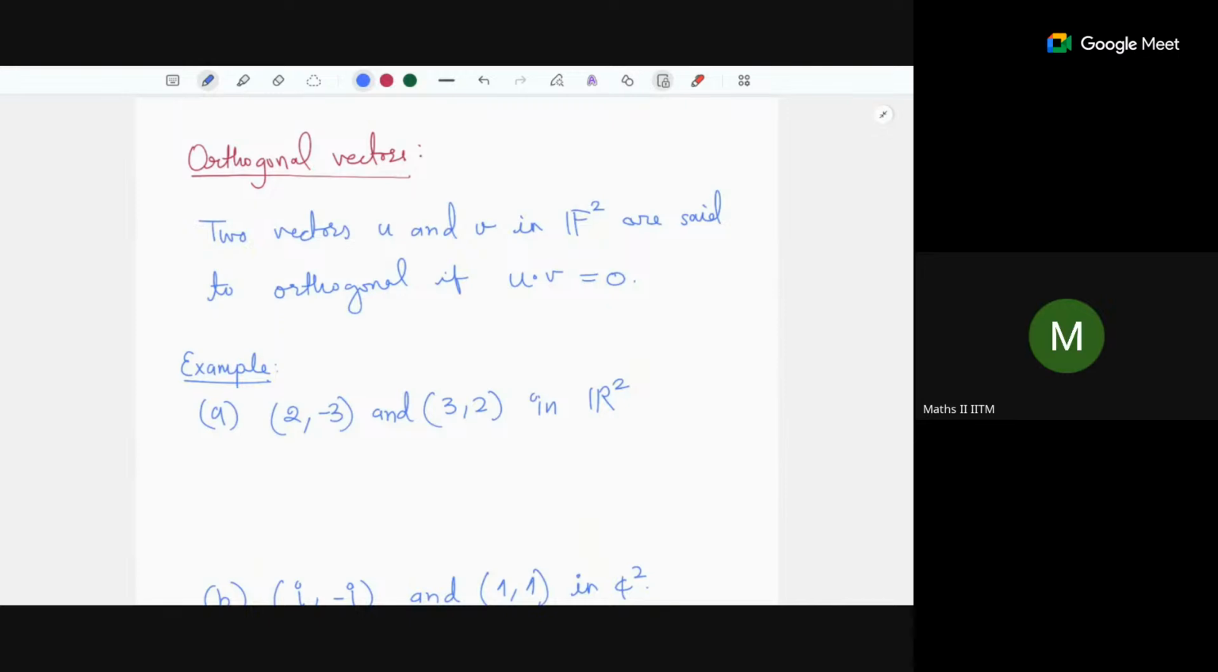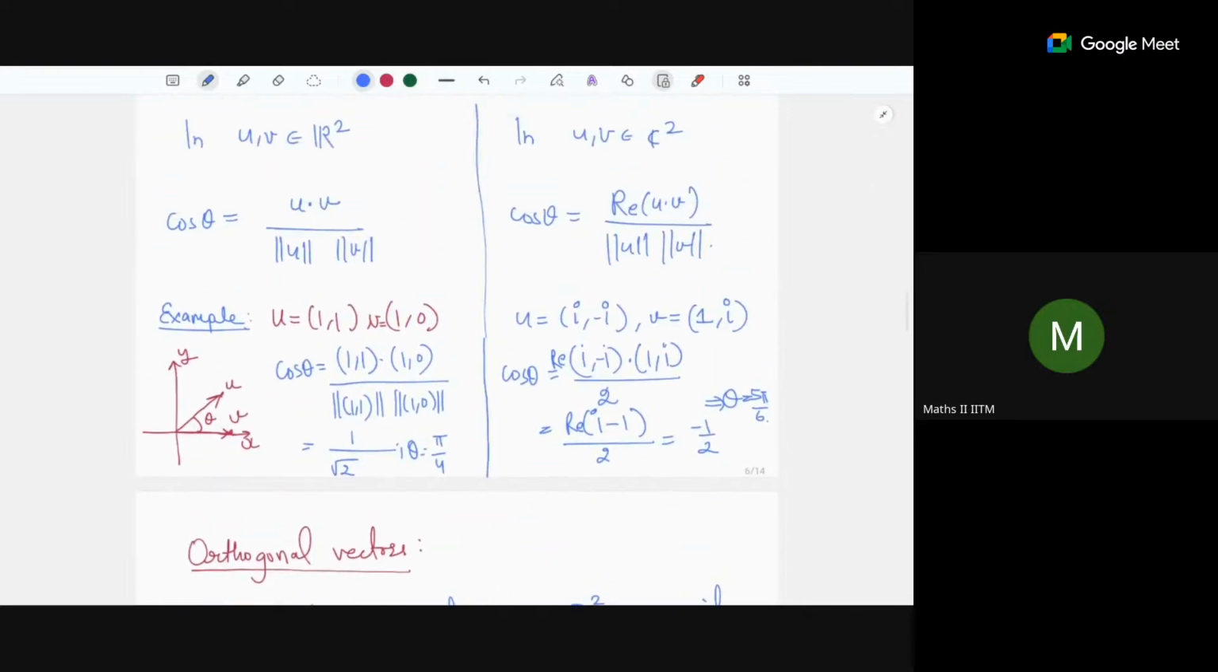And that precisely comes from this formula. If you calculate this formula for cos 90, then this should be 1. So sorry, that should be 0, right? So this implies that u dot v will be 0 if the angle between them is 90 degrees.